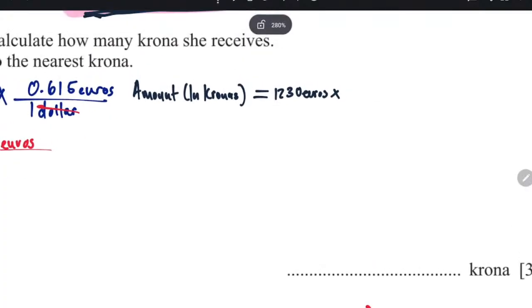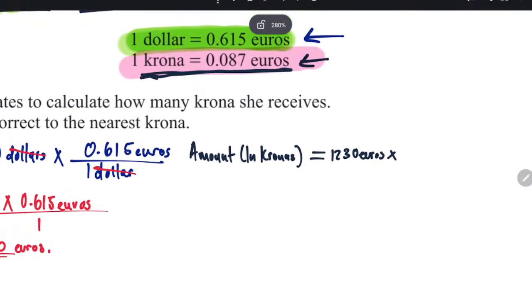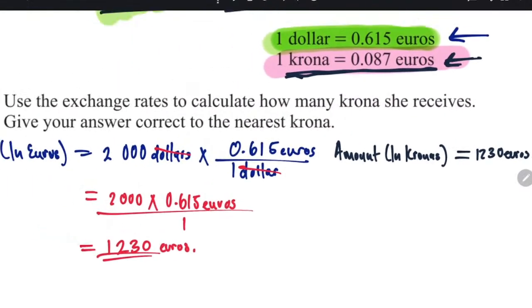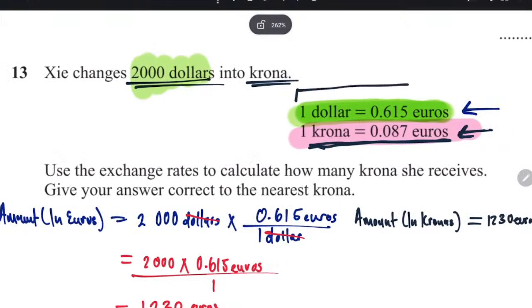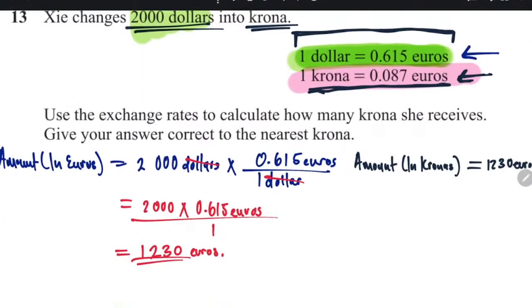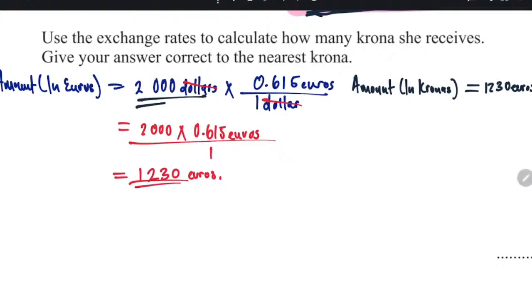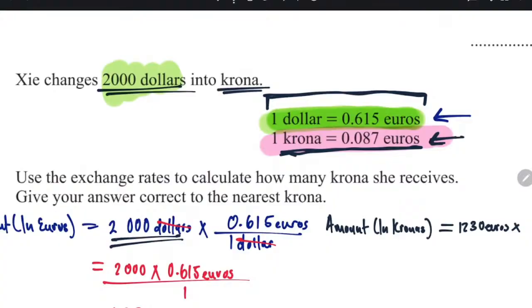When you are exchanging from one currency to another, you need the exchange rate. You convert it to a fraction. So right now, we converted dollars to euros because we had the exchange rate between dollars and euros. We don't have one between dollars and kronas. So we do dollars and euros. To get it in euros, we started with the amount which we had in dollars, 2,000. Then we used the exchange rate. This exchange rate should be the fraction.